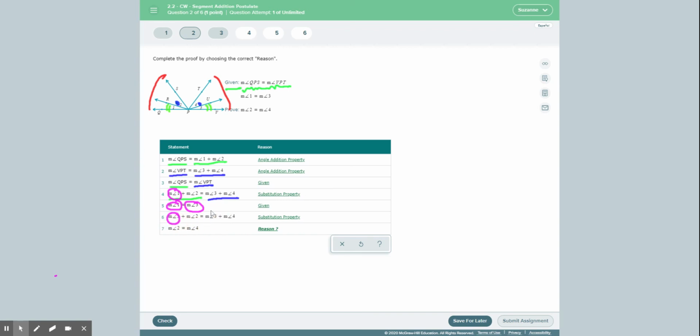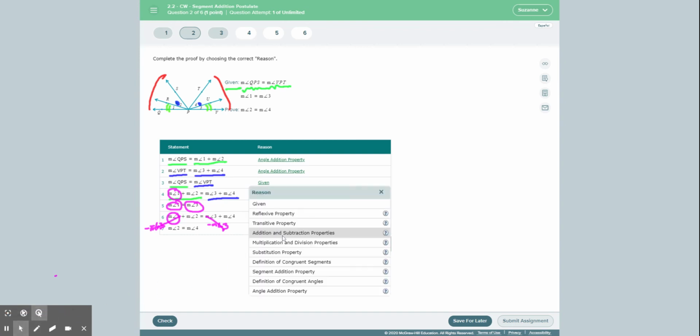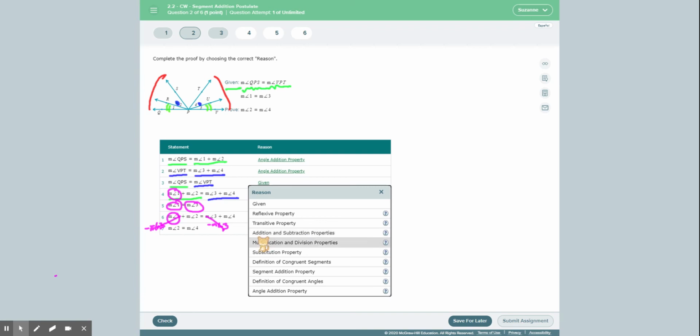Now I have the same thing on both sides, and I can subtract angle 3 from both sides. So if I take away angle 3, I lost the m, then I'm left with measure of angle 2 equals measure of angle 4. So when you subtract the same thing from both sides, that is the subtraction property of equality. So addition and subtraction, because really addition and subtraction are the same thing. It's just one is positive, one is negative.